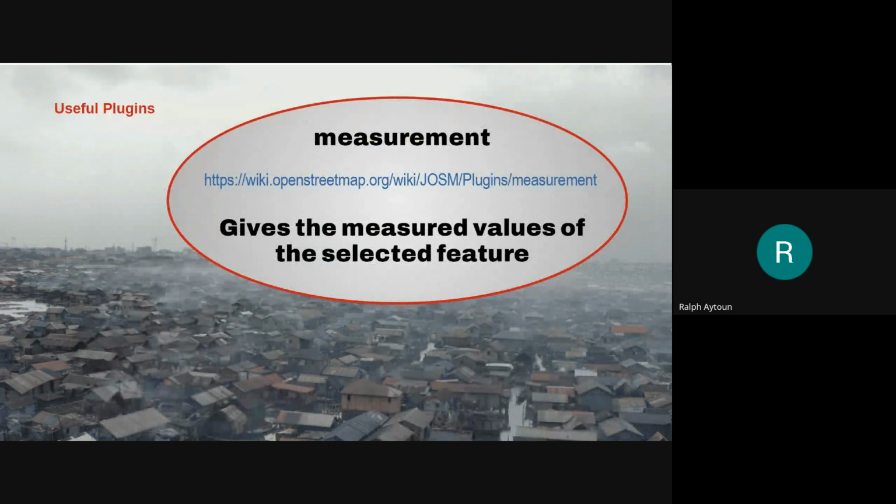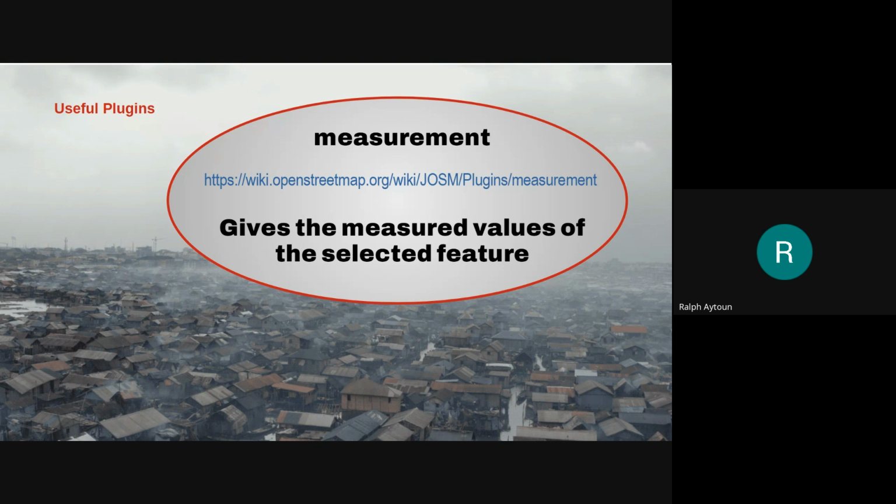So the next one is measurement. The measurement gives the measured values of the selected feature. Now, this is a very useful tool for you to find out how big is a building. Is it long enough for someone to lie down and sleep in? Or is it just a garden shed? Or is it so small that it is only maybe a dog kennel? So the measurement tool is very useful.